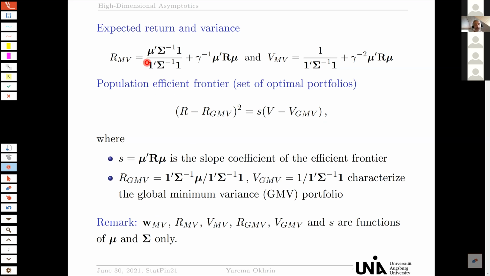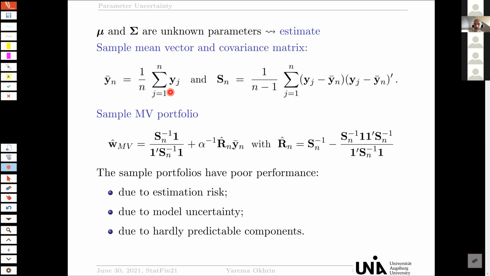Typically, this is done by the sample mean for mu and by the sample covariance matrix for the matrix sigma. So what we do afterwards is plug those quantities, y bar and S, into the formula for the optimal portfolio weights, and those are the feasible, in practice applicable, asset allocation strategy.